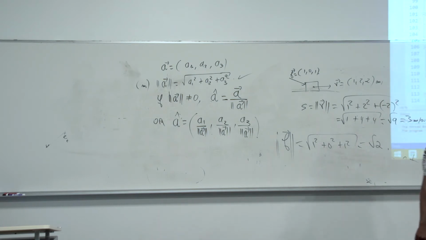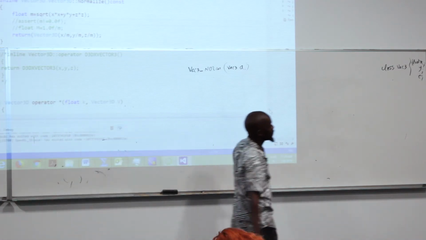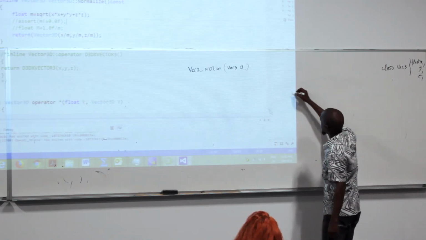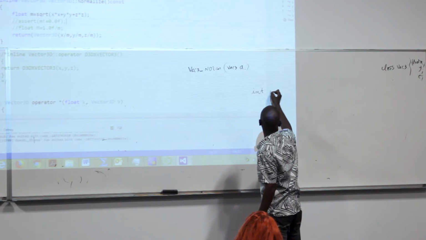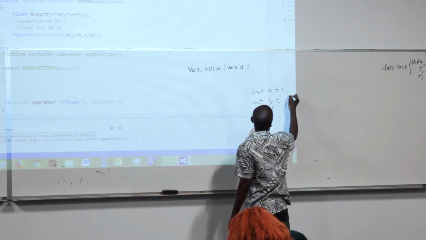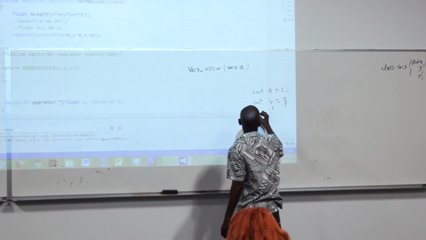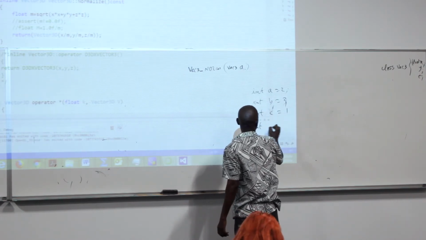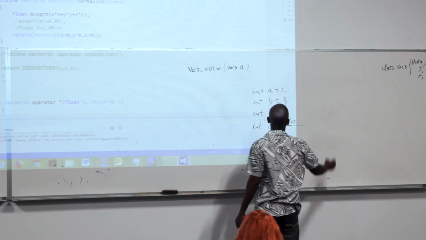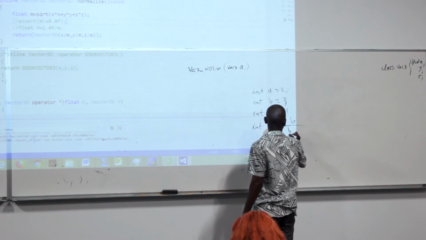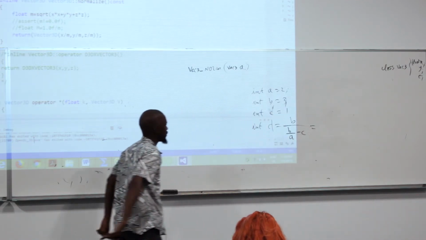Make sure that when you define your vectors, the components are float, not int. One example: int a is 2, int b is 3, int c is 1, and int d is b divided by a, minus c. What's the answer for this one if you're all int?